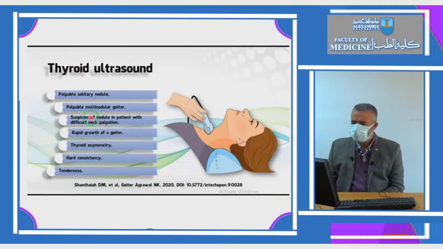The next to order would be thyroid ultrasound, and you should order ultrasound in the presence of these indications: palpable solitary nodule, palpable multinodular goiter, suspicion of a nodule in a patient with a difficult to palpate neck, rapid growth of a goiter, thyroid asymmetry, hard consistency, or the presence of tenderness.